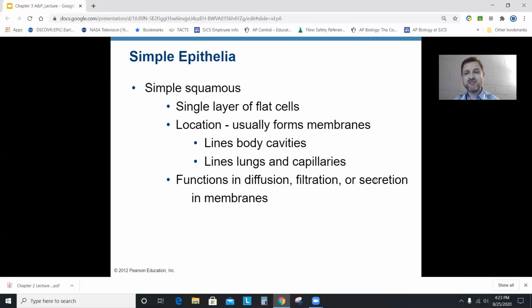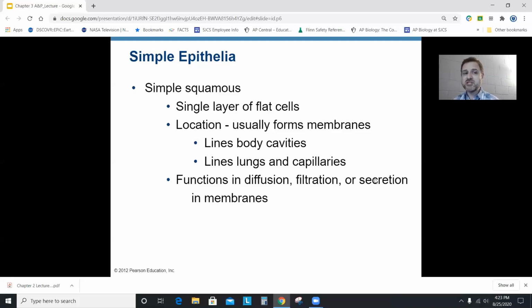It might be a pretty flimsy membrane, but it might be a good membrane if you want to get things through the membrane. Things that might line your body cavities, or think about your lungs. Your lungs are meant to diffuse oxygen into your bloodstream and get CO2 out. If that was a membrane that was a million cells thick, it would be hard to get stuff through it.